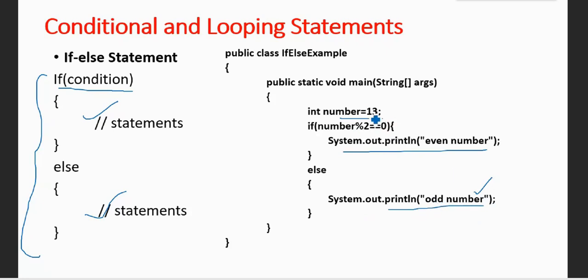If I change this value 13 into, say, 10, then it performs 10 modulo 2. So that remainder is 0. The remainder is 0, which means it's an even number. So it will print the result as even number. Okay, just a simple example I have given here. I'm not explaining all this part. So this is about the if statement.